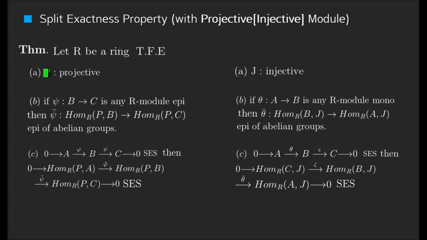In the projective case, if the map psi is any R-module epimorphism, then bar psi is also an epimorphism over abelian groups. And in this case A, B, C: if this is a short exact sequence, SES for short, then this is also a short exact sequence. Then the notation A, B, C, and let's also observe the maps bar phi and bar psi.